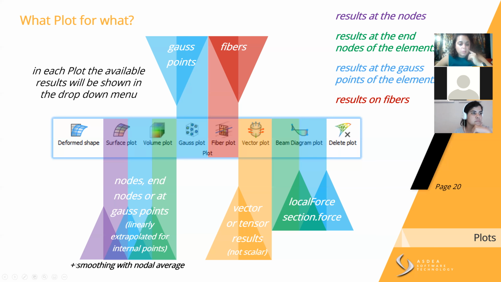And then you can also apply smoothing in these kinds of plots with the nodal average option, as I said before. Then if you want a Gauss plot, of course, you're trying to extract results at the Gauss point, and a fiber plot is for fibers. You can see vector plots. In the vector plot, you can see any results which are vector or tensorial. So whatever is not a scalar, you can see in that plot. And in the beam diagram plot, you will be able to see local forces and section forces. And it's just for beams. So do not try to extract a beam diagram plot for a volume element, because that's not really built for that.